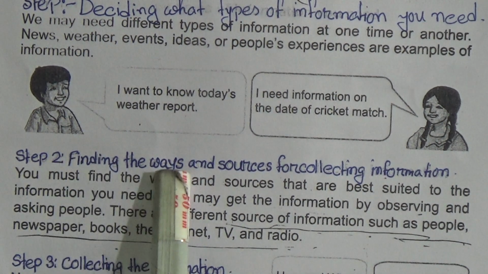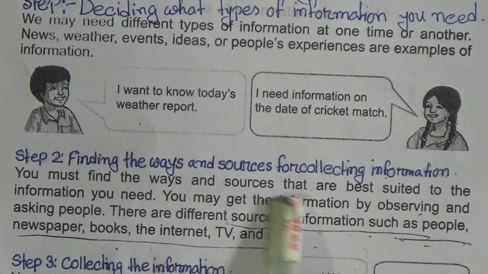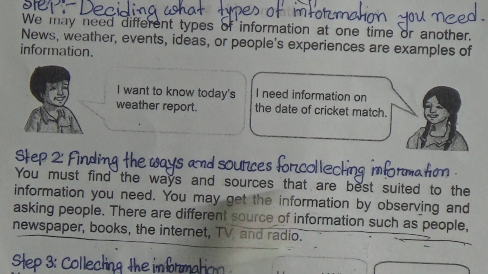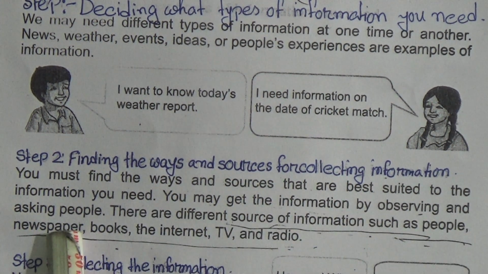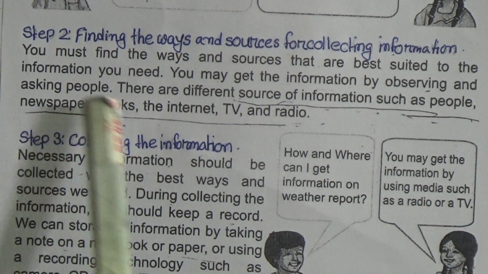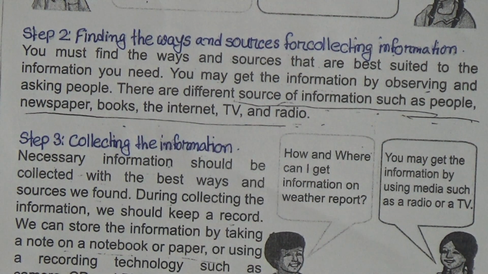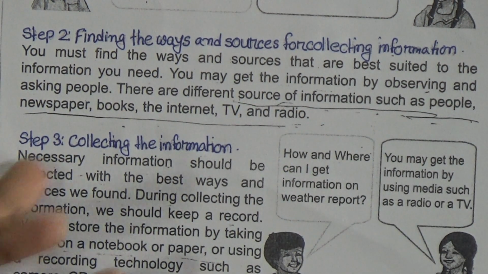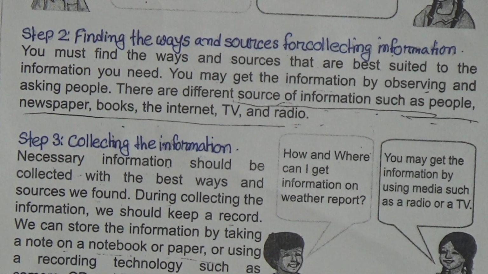Step 2, finding the ways and sources for collecting information. You must find the ways and sources that are best suited to the information you need. You may get the information by observing and asking people. There are different sources of information such as people, newspaper, books, the internet, TV and radio. So we can collect the information when we are talking with our friends or elders. We get the information from the newspaper, books, internet, TV or radio.